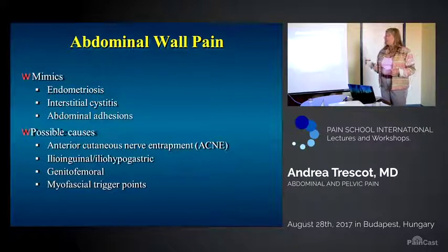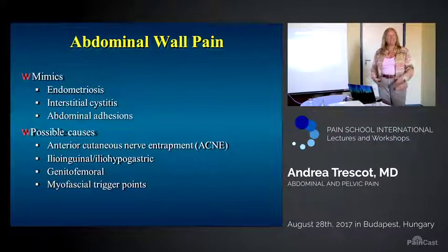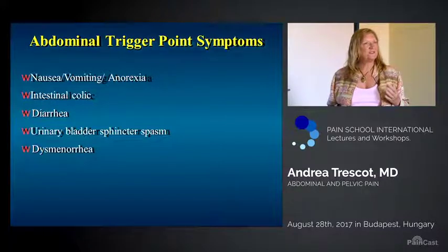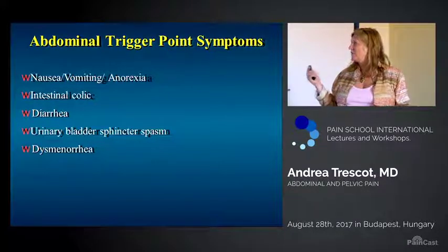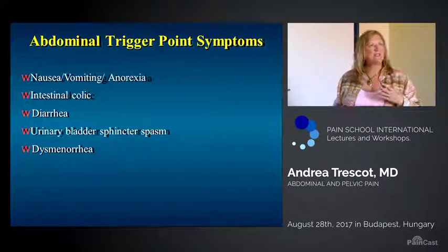So you've got your abdominal wall pain, which will mimic endometriosis, interstitial cystitis, abdominal adhesions. And the anterior cutaneous nerve entrapment, or ACNES, which we talked about yesterday when we were doing the physical exam, and the fact that the ilioinguinal and iliohypogastric are extensions of that same concept with potentially other areas, the genitofemoral nerve, and myofascial trigger points. And abdominal trigger points, and I think that's one of the things that gets forgotten, that these trigger points can cause nausea, vomiting, anorexia, urinary bladder sphincter problems, dysmenorrhea, so all those things that we thought had to be visceral can be coming from the abdominal wall.